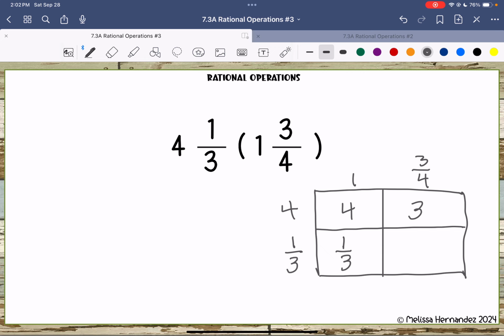And then the 1/3 times 3/4 is 3/12, which simplifies to 1/4, sorry. So now I'm going to add all 4 of those. 4 plus 3 is 7. So 7 plus 1/3 plus 1/4. My denominator will be 12, because I have to add. You need a common denominator.